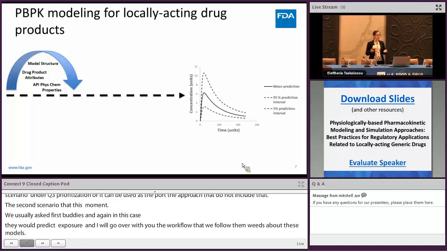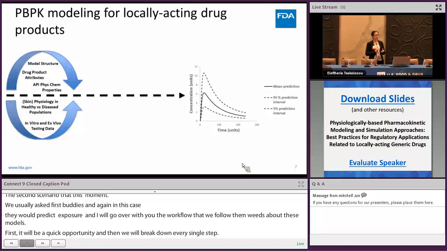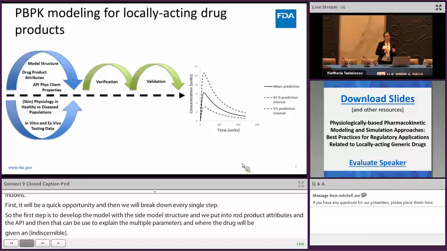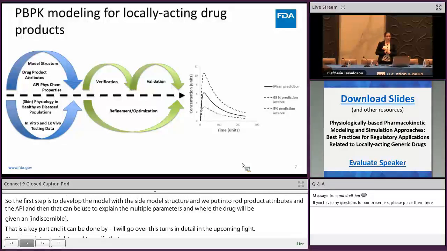So the first step is to develop the model. We decide model structure, and we incorporate drug product attributes, physicochemical properties of our API. In vivo and ex vivo data can be used to inform model parameters and the physiology, whether the drug will be simulated in a healthy or a diseased population. The assessment of the model performance is a key part, and it can be done by verification or validation, and I will go over these two terms in detail in the upcoming slides. And at some point, we might need to refine and optimize some of our model parameters. So this is part of the model development and refinement process.